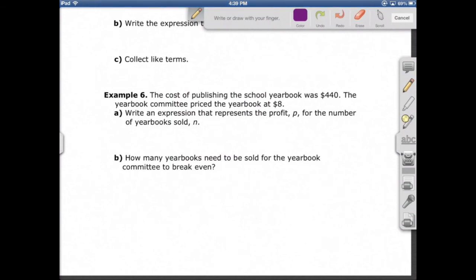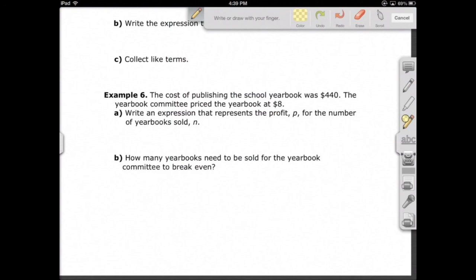What set of notes would be complete in math without giving you sort of a thinking example? An example where you have to apply this combining of like terms and writing of expressions. Well, in example number 6, they're going to ask you to write an expression. And it's one of those classic in-school ones we all know and love, but we didn't really pay attention: how much it would cost to publish something like a yearbook.